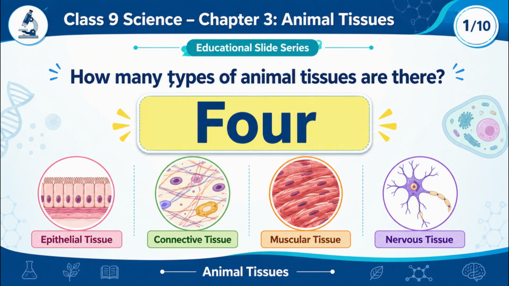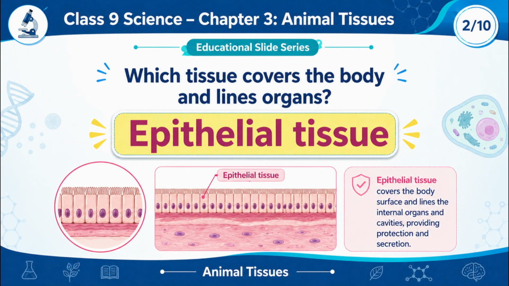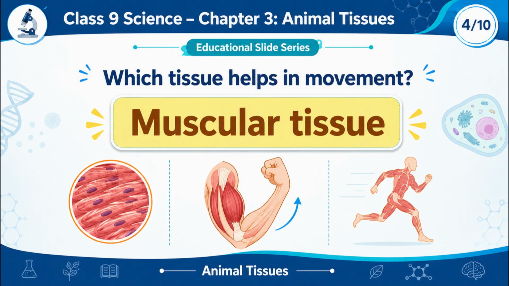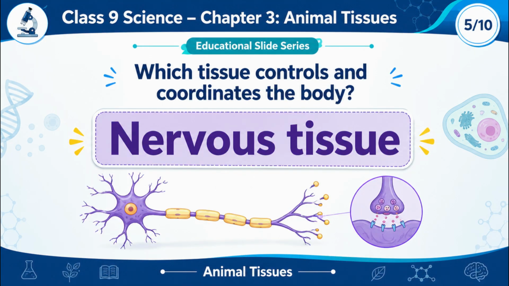How many types of animal tissues are there? 4. Which tissue covers the body and lines organs? Epithelial tissue. Which tissue connects and supports other tissues? Connective tissue. Which tissue helps in movement? Muscular tissue. Which tissue controls and coordinates the body?